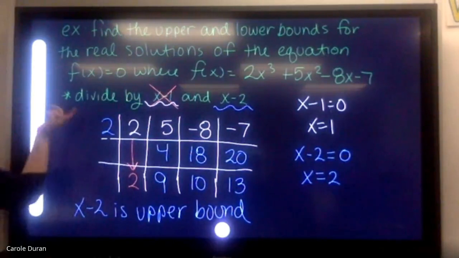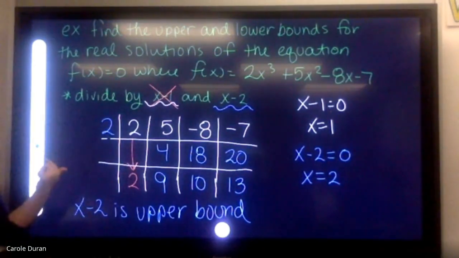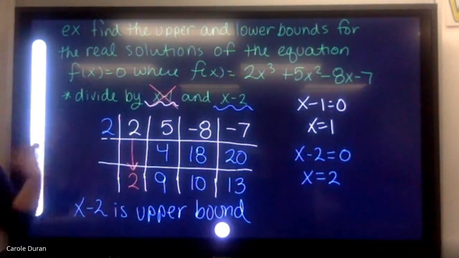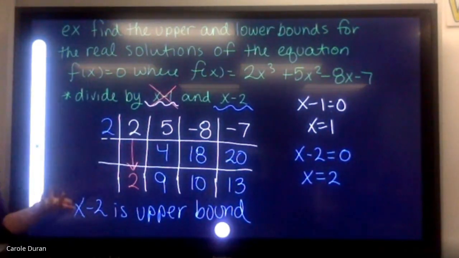Because sometimes you could think that this is an upper bound and you test a number lower than it, and it turns out that's an upper bound as well. That's completely okay. All it's helping you do is eliminate possible values, which makes your life a little bit easier. So now let's go ahead and do the lower bound.